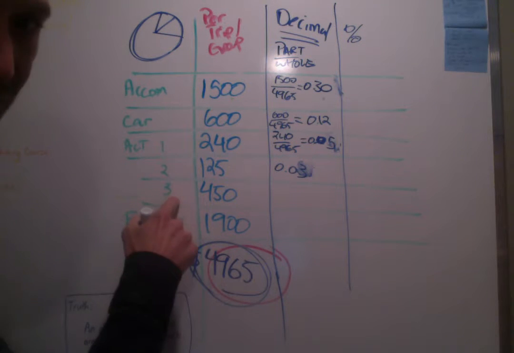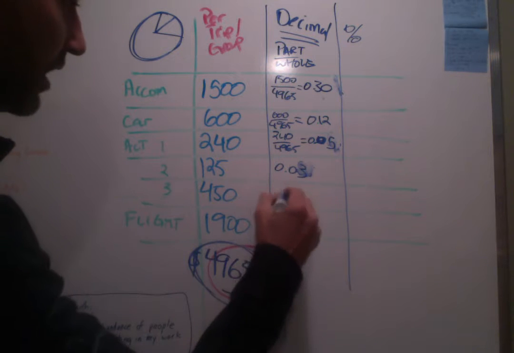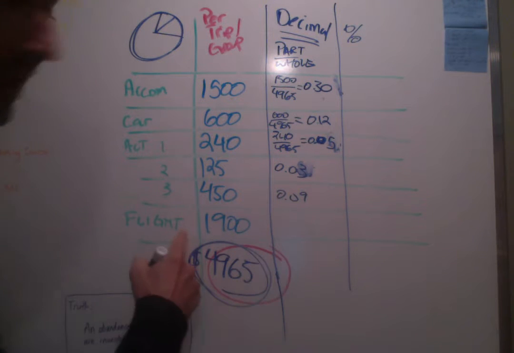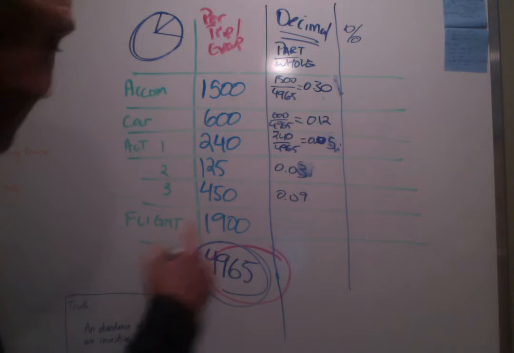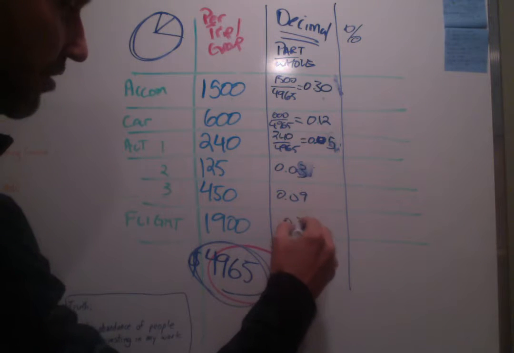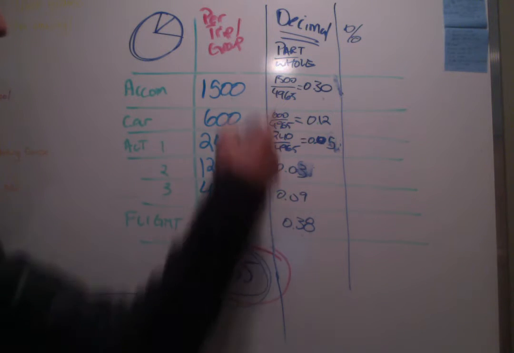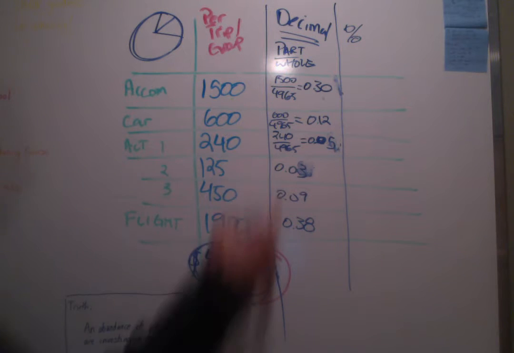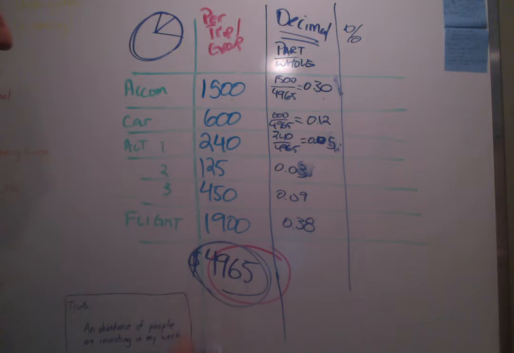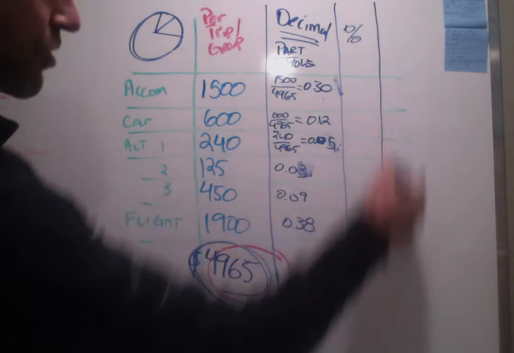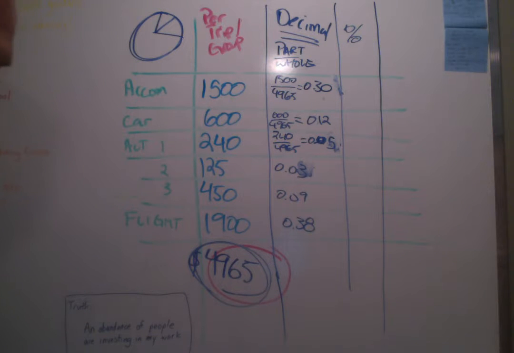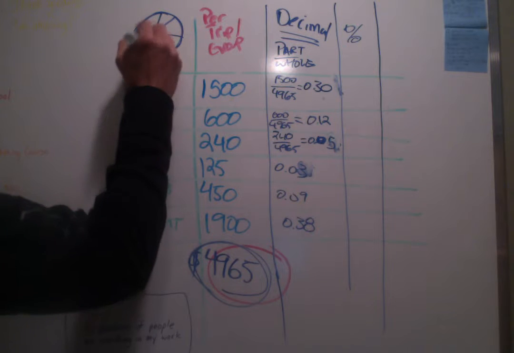450, which is my third activity, is going to be 0.09. And the last one, my flight, is going to be 0.38. How did I get those? I just divided them by the whole. Right? Now, because on a circle graph, when we are recording it and we're doing it, we always want to write in what it is.